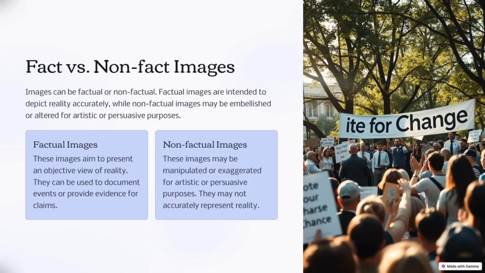So what is the difference between the two? Images can be factual or non-factual. Factual images are intended to depict reality accurately, while non-factual images may be embellished or altered for artistic or persuasive purposes. Factual images aim to present an objective view of reality, yung katotohanan. They can be used to document events or provide evidence for claims. While non-factual images may be manipulated or exaggerated for artistic or persuasive purposes, they may not accurately represent reality.